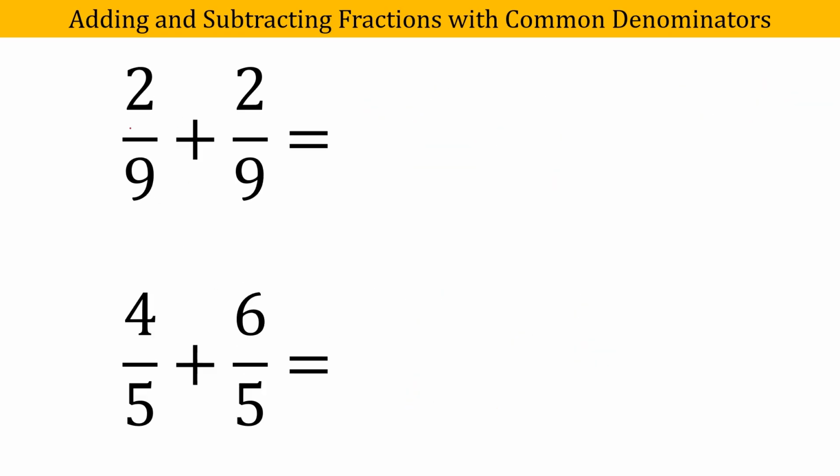Now, if I continue with this, I have 2 over 9 plus 2 over 9. Since 9 is the same for the denominator, I can simply keep it the same when I add 2 over 9 plus 2 over 9 together. And now I just add my top numbers together. So I get 2 plus 2 over 9. In this case, I'm going to have an answer of 4 over 9.